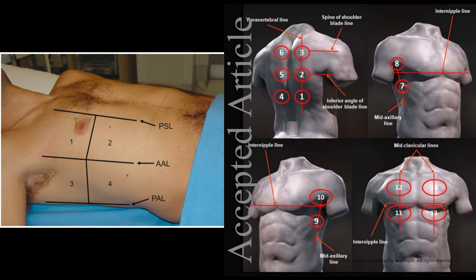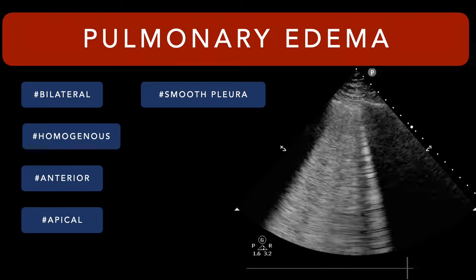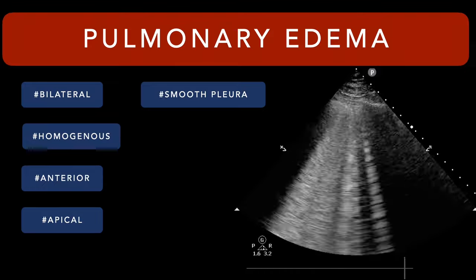So with that said, let's take a few different scenarios and talk through some features we could potentially see that would help nuance us to those different diagnoses. As we've looked at the patient and said, okay, we no longer have an A profile, we have a B profile. What do these B profile findings mean? Pulmonary edema is the big, obvious first one. We're going to see B lines, and here is an example of B lines.